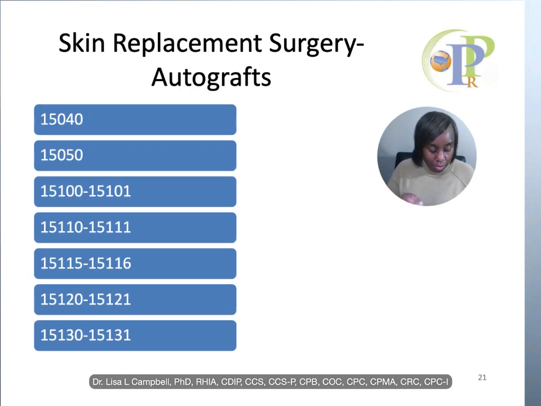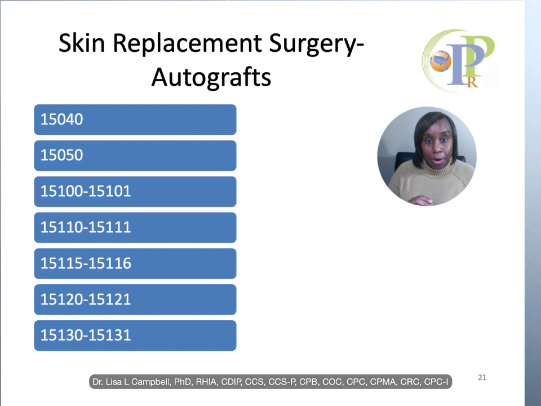Immediately after that, on page 108 on the right-hand side, you'll see codes for autografts or tissue cultured autografts. Auto means self. And so here you'll see codes for those types of procedures, and you will notice some distinguishing characteristics, terminology that you'll want to be familiar with.